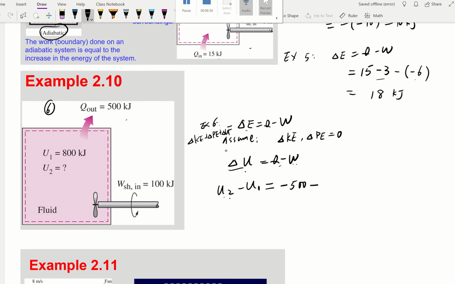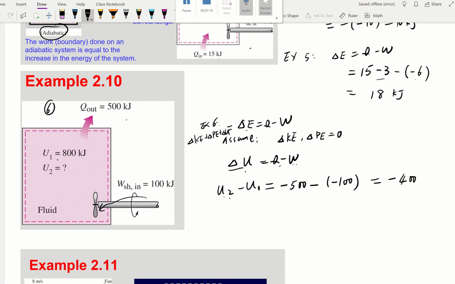There's no work done by the system. However, there's work done to the system. There's a shaft turning the fan, doing work to the system, and that's going to be negative 100 kilojoule because work done to the system is negative. Okay, so in that situation, we'll calculate that. Negative 500 plus 100, so we get negative 400 kilojoule.